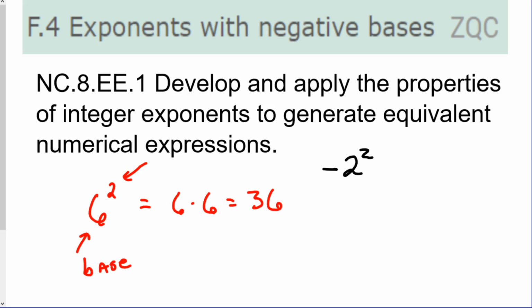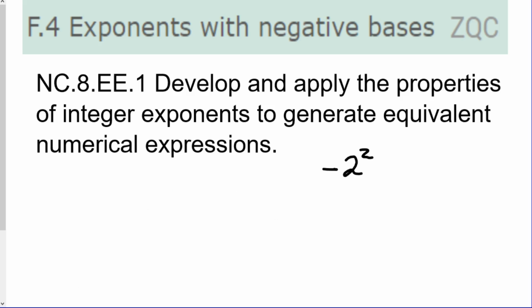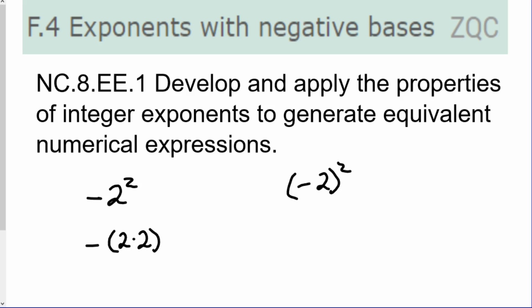Now, one thing I want to point out that a lot of people get confused about is that negative 2 squared, written as I've written it here, is different than if I put negative 2 in parentheses. Because if you'll remember Please Excuse My Dear Aunt Sally, parentheses come first. These don't really count because we can't do anything inside of it, but exponents come next. So in this case, this is the negative of 2 squared. So it's negative 2 times 2, which is negative 4.